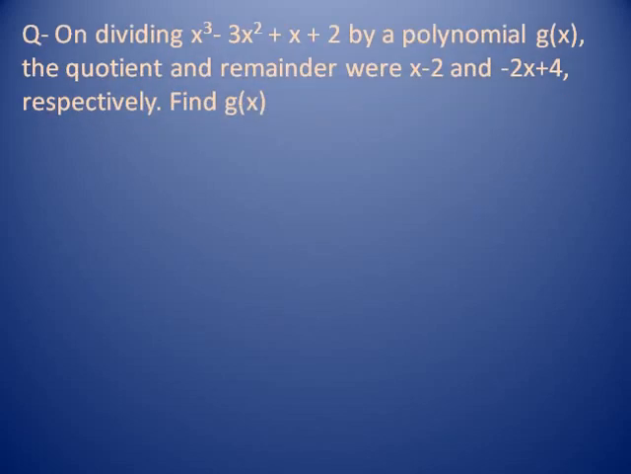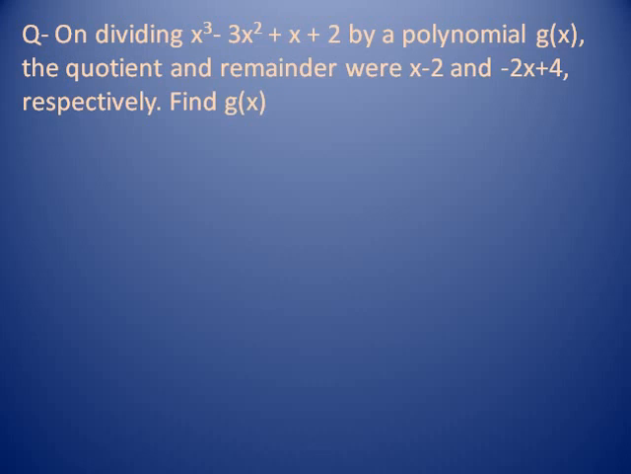On dividing x cube minus 3x square plus x plus 2 by a polynomial gx, the quotient and remainder were x minus 2 and minus 2x plus 4 respectively, find gx. This is also a question from the NCERT textbook. Here a polynomial is given which is being divided by another polynomial gx. So we get the quotient and remainder. Remainder and quotient are given. We have to find gx, that is, we have to find the divisor.